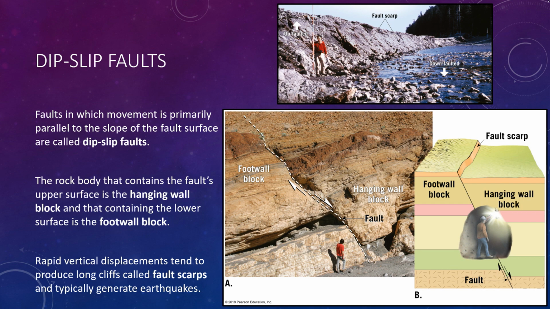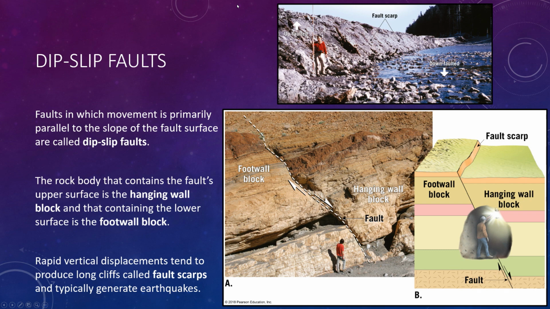So the first type of fault we are going to discuss, and this one we'll discuss in a number of slides, is called a dip-slip fault. Faults in which movement is primarily parallel to the slope of the fault surface are called dip-slip faults. In this case, dip refers to the angle at which the fault surface is inclined. So dip-slip faults are whenever you have a fault, so from here, from top left to bottom right, with motion along it, so parallel to that fracturing.